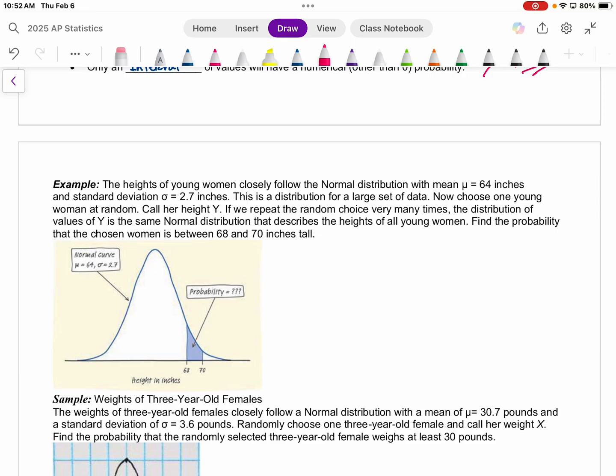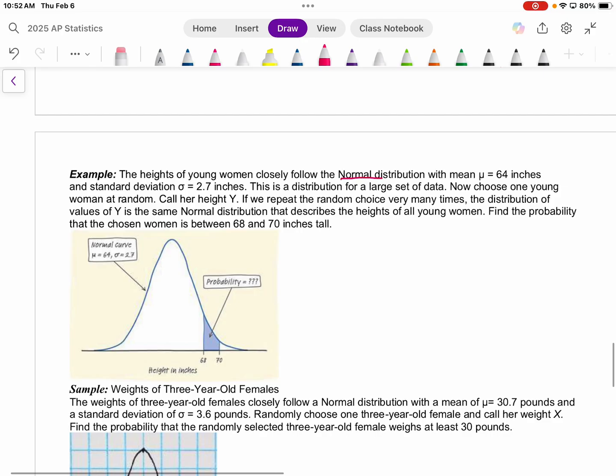So here is an example of the heights of young women who closely follow the normal distribution. Notice, normal distribution with a mean, a mu, of 64 inches, and a standard deviation. This is the distribution for a large set of data. Now choose one woman at random. We're going to call her height Y. If we repeat the random choice very, very many times, the distribution of the values of Y is the same normal distribution that describes the height of all young women. So find the probability that the chosen woman has a height between 68 and 70 inches tall.